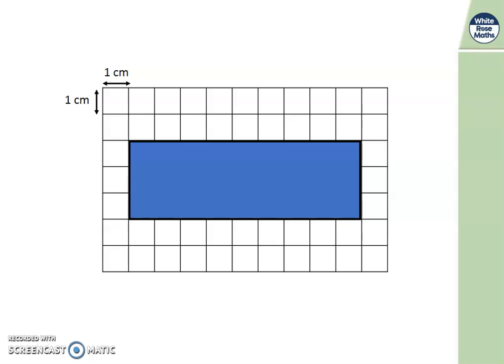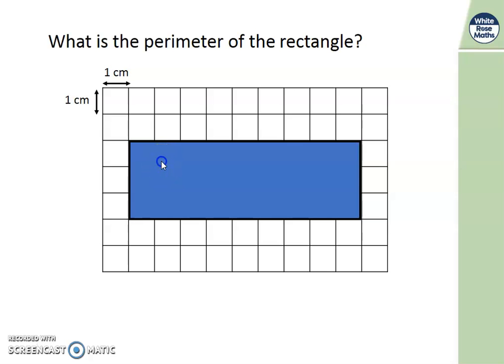Here you can see we've got a rectangle and it is on 1 centimetre squared paper. So each square is 1 centimetre by 1 centimetre. That's going to help us count up the sides. To find the perimeter, we need to find out how long this side is, and this side, and this side, and this side. So let's start counting.